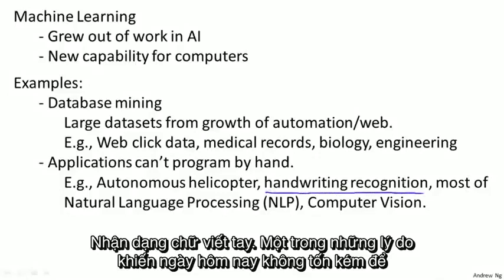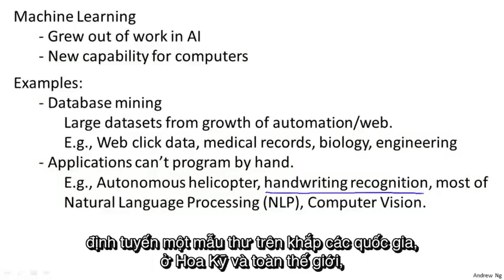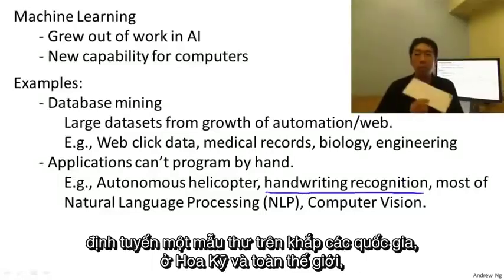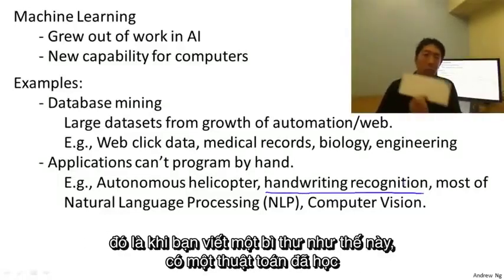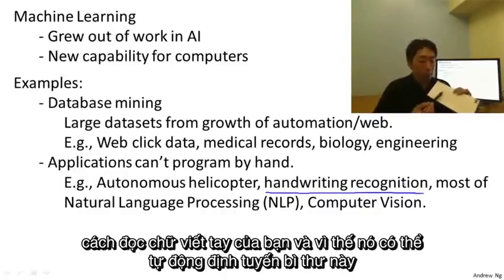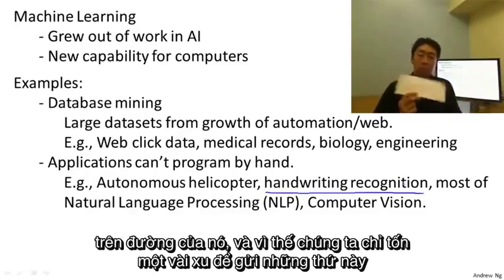Handwriting recognition. It turns out one of the reasons it's so inexpensive today to route a piece of mail across the country, so in the US and internationally, is that when you write an envelope like this, there's a learning algorithm that has learned how to read your handwriting so that it can automatically route this envelope on its way. And so it costs just a few cents to send this thing thousands of miles.